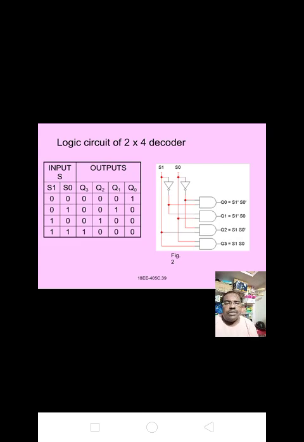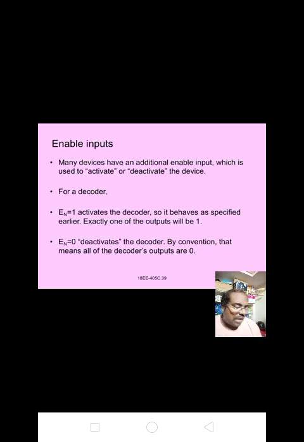Next, here the input variables have 4 inputs. So 1 is S1 and 0 is S1 bar, 1 is S0 and 0 is S0 bar. Here we have drawn the logic diagram for the 2 into 4 decoder also. Please have a glance at it. It is also an important one, a 3 or 4 marks question.